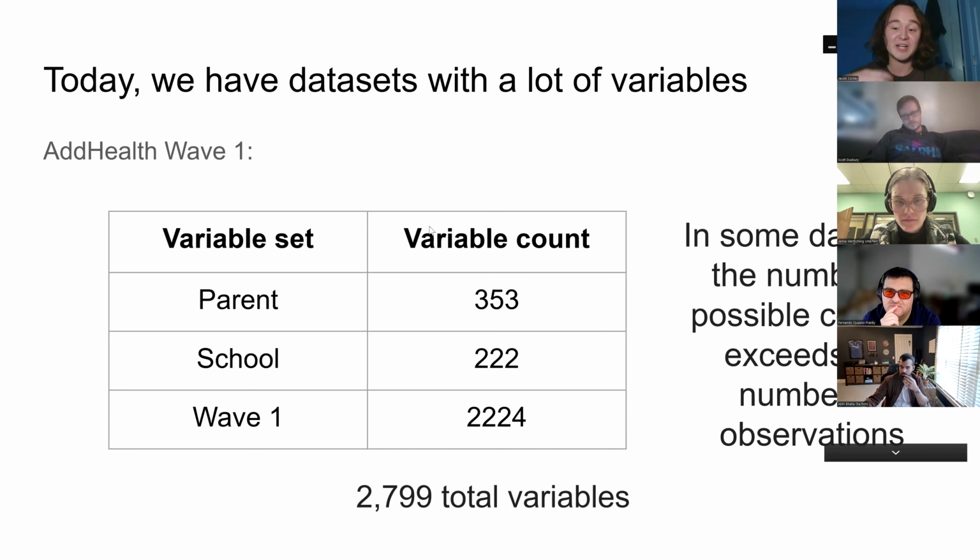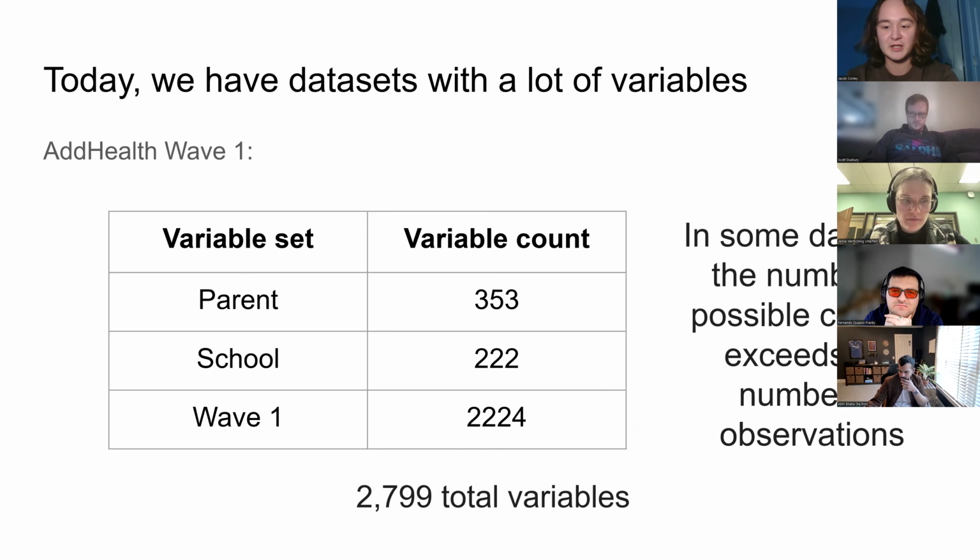In some data sets, the number of possible controls is going to exceed the number of observations. That is not true of Add Health, from what I understand. I think there's like 20,000 people in wave one, 799 total variables, but still a lot of variables per observation. And so, even with Add Health's substantial sample size, dealing with this many variables presents significant challenges.